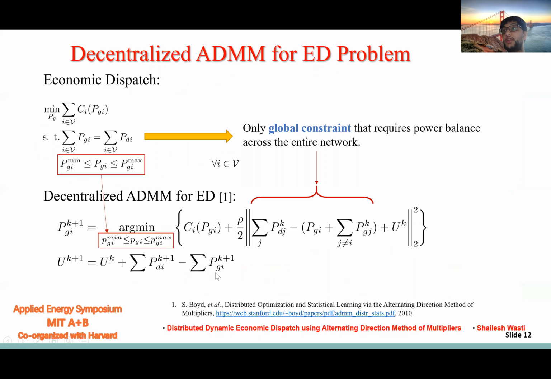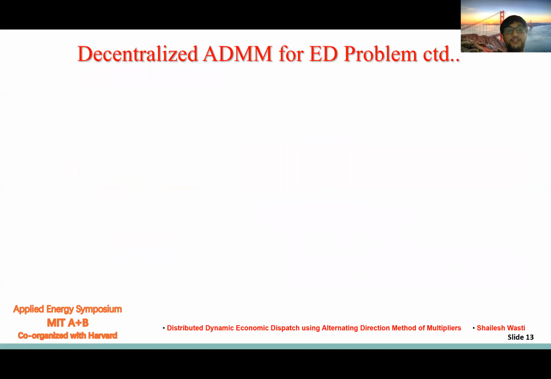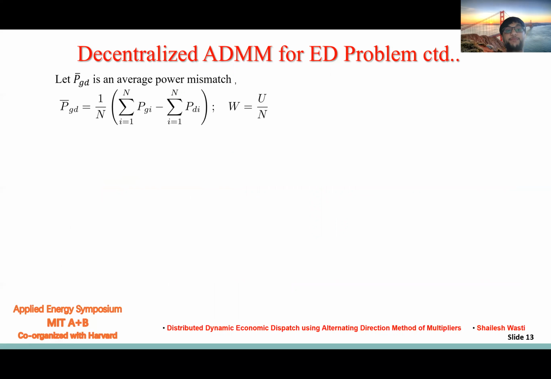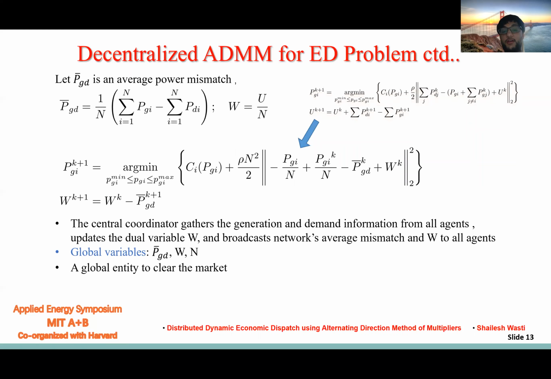We see the dual updater that adjusts the dual variable to clear the market, which is to ensure power balance of the network. Here we see each agent needs demand and generation of all agents, that is two modes of communication. So we introduce a new variable called average power mismatch and do some algebraic calculation. So now this problem modifies to this problem, and here we have the average mismatch of power of the entire network. And remember, this is now again still a global variable.